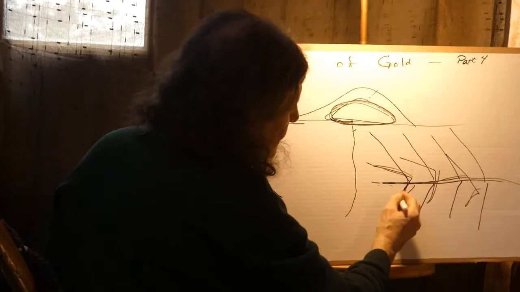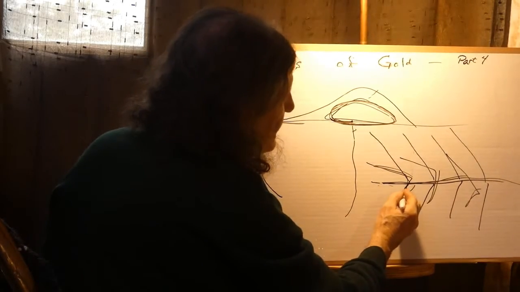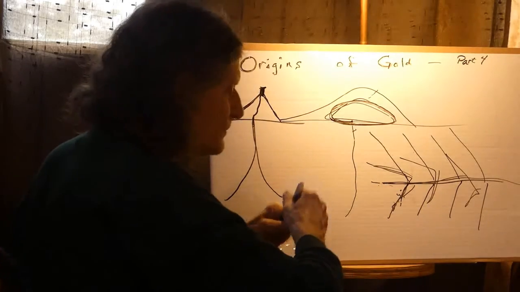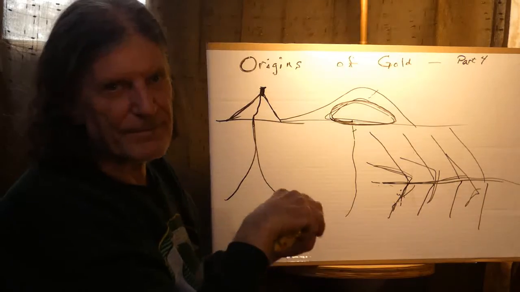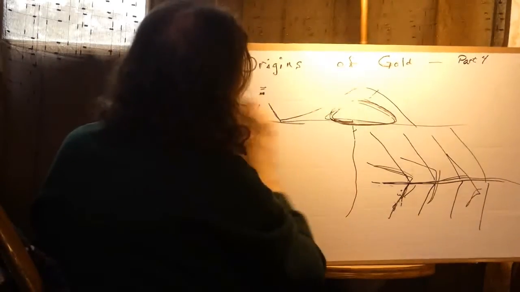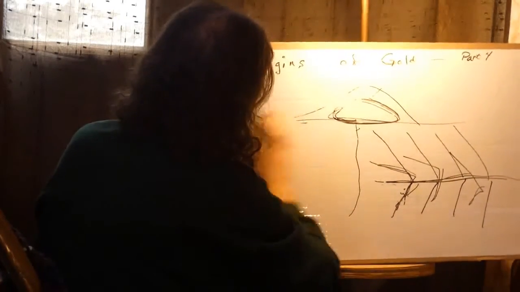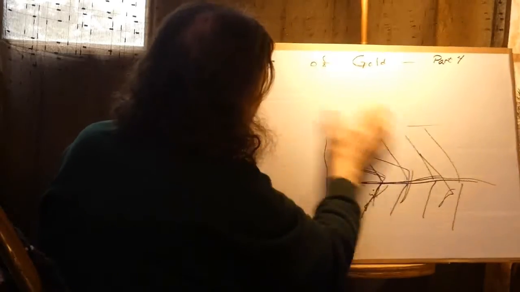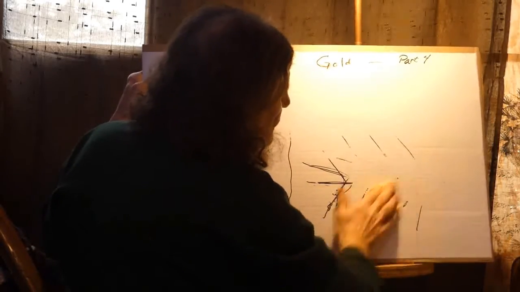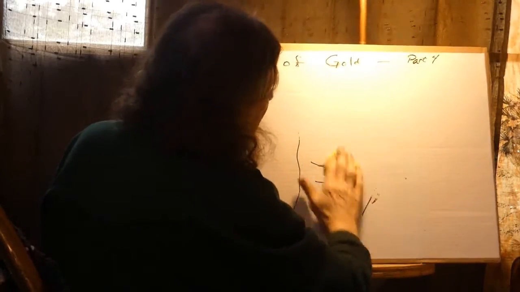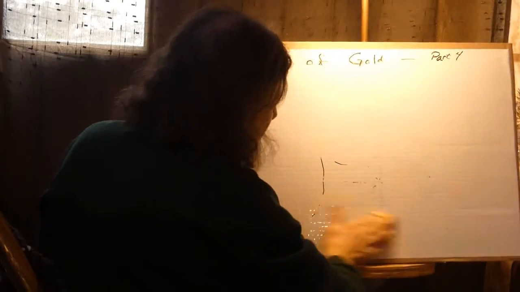And these feeder veins are also cracks which are filled with magma. Okay, now, what is magma? Where does it come from? This is a very interesting thing, because now we're getting into the real part of the matter of where does gold come from.